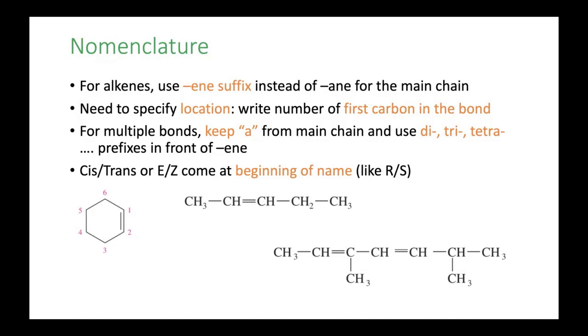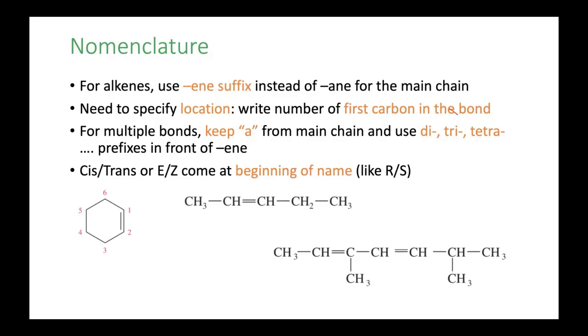So for alkenes, we use the -ene suffix instead of -ane for the main chain. You need to specify location, so write the number of the first carbon in the bond. For multiple bonds, like multiple double bonds, keep the A from the main chain and then use di, tri, tetra in front of the -ene. So this is a little bit of a confusing bullet point, but we have one example on this slide. And then cis or trans comes at the beginning of the name, just like R or S when you named compounds like that.